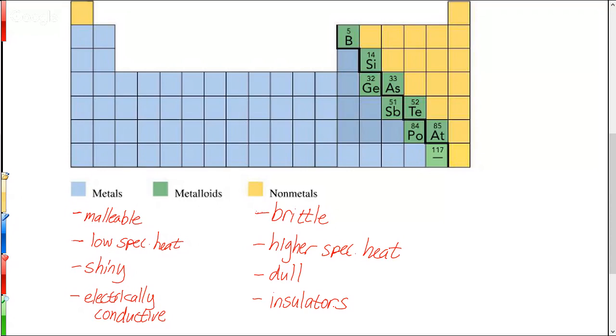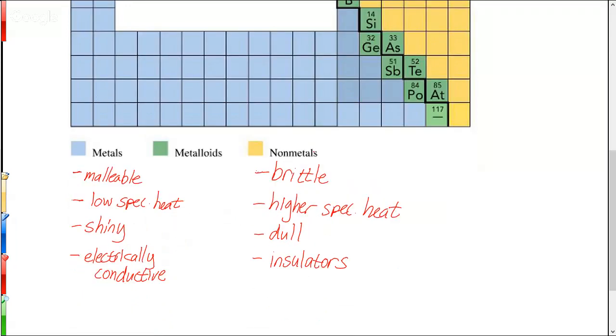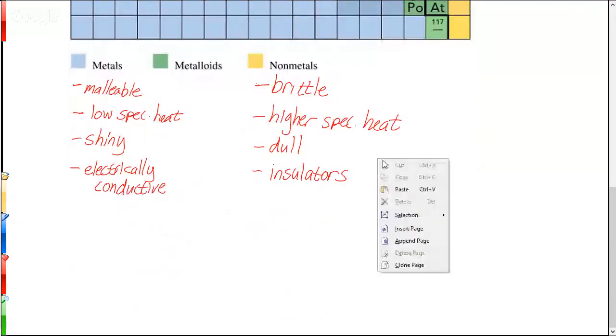All right. So now that we know some things about the periodic table, let's talk a little bit about those numbers that we see in the periodic table and what they mean and what they don't mean.